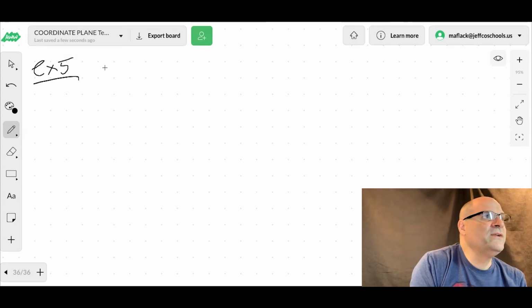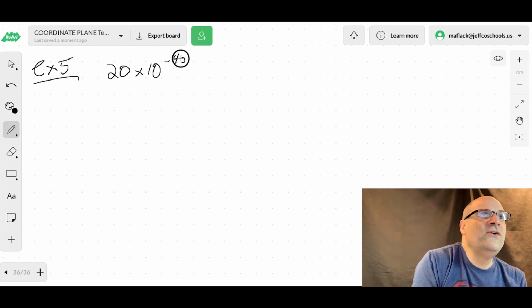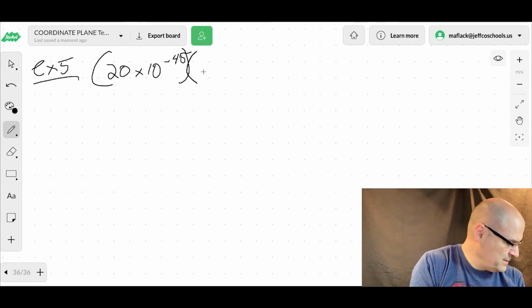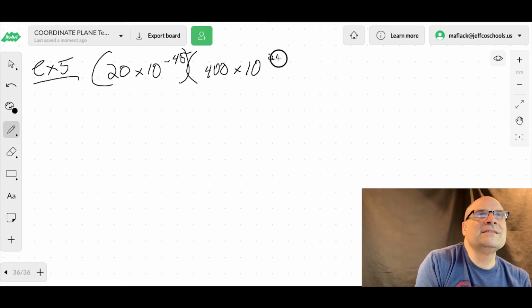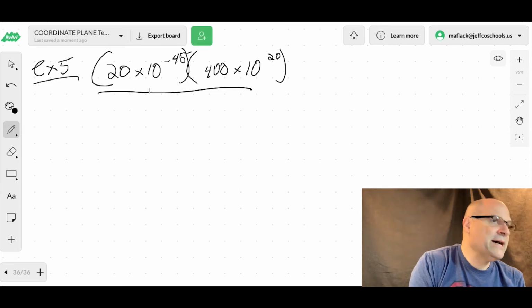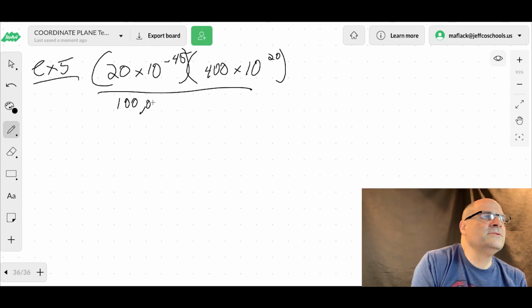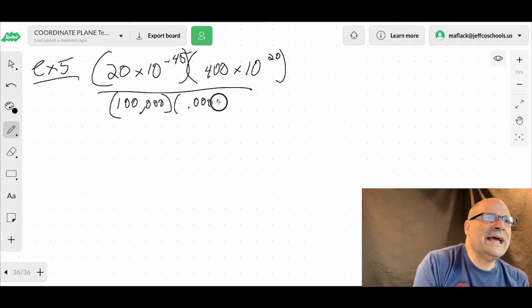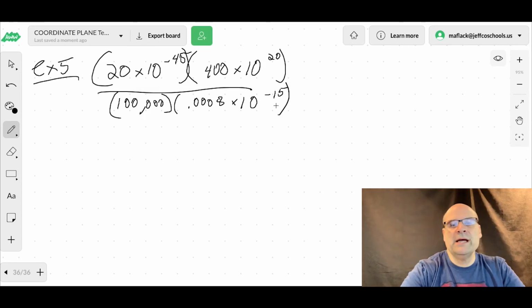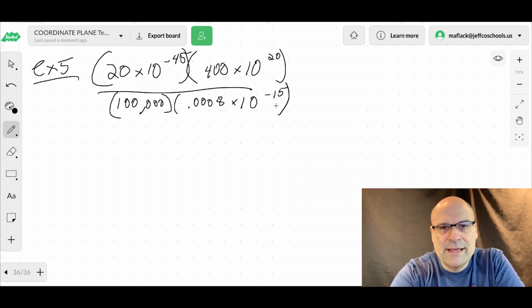Okay, here's what example 5 says. 20 times 10 to the negative 45th, all times 400 times 10 to the 20th, all divided by 100,000 times 0.0008 times 10 to the negative 15th. All right, press pause and do it. I'll wait right here.